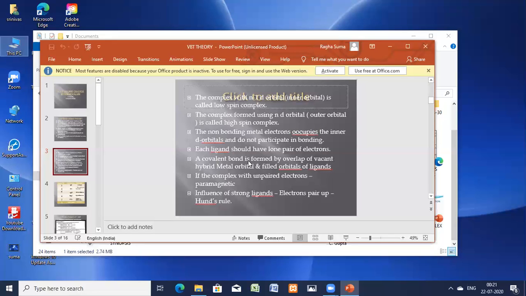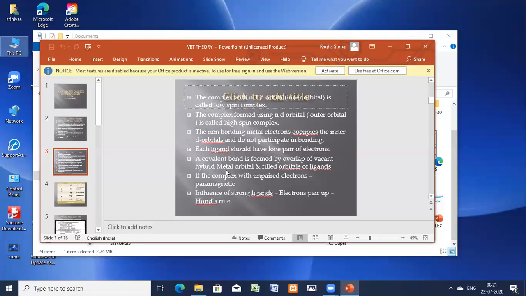So a covalent bond is formed by the overlap of... see, the metal is already undergoing hybridization: metal atom ground state, then ionic state, then hybridization. After hybridization, hybrid orbitals are formed in the metal. Now the hybrid orbital is ready to bond with the ligand by accepting the lone pair of electrons of the ligand. So the ligand will donate its pair of electrons to the hybrid metal orbital. Thereby a coordinate covalent bond is formed.